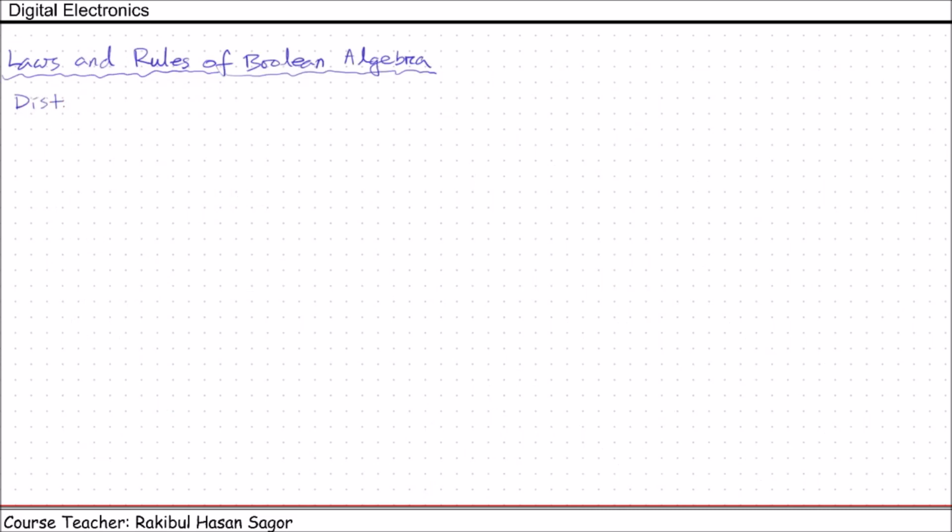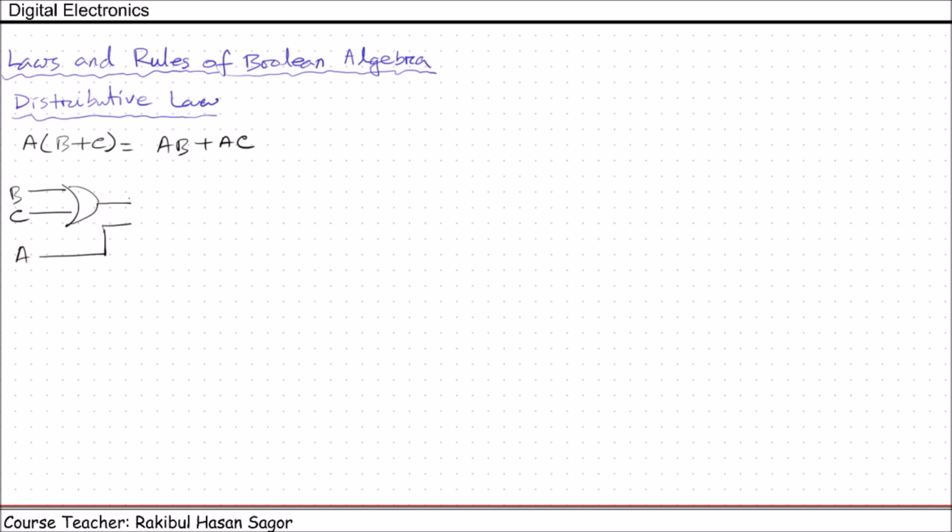Next, we'll see the distributive law. According to the distributive law, the law can be written for three variables in this format: A(B + C) is equal to AB + AC. So in circuit form, B and C are ORed. Finally, the ORed output is ANDed with A. That will return us A(B + C), which is equivalent to AB and AC, where the outputs are ORed together and we get AB + AC.